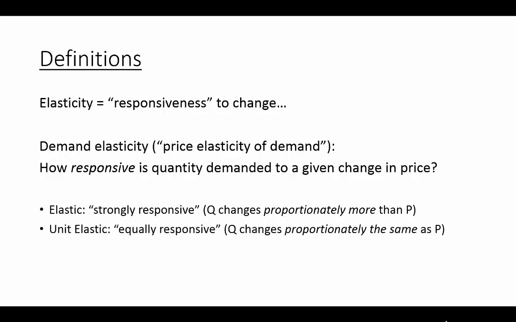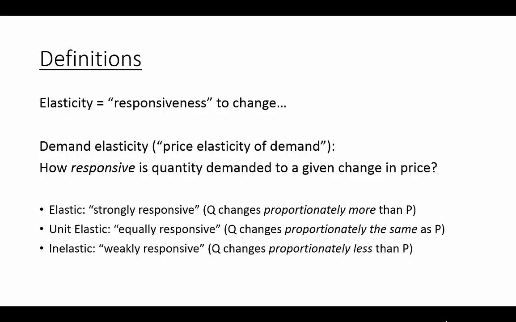Unit elastic, where price and quantity changes are equally responsive. They change by the same proportion. So if price goes up 20%, quantity goes down by 20%. And then inelastic, quantity is weakly responsive to changes in price. Quantity changes proportionally less than the change in price. So if the price doubles, increased by 100%, quantity might only go down by something like 5 or 10%. Okay, and when we get into the problems, we'll talk about different kinds of goods that have different elasticities.